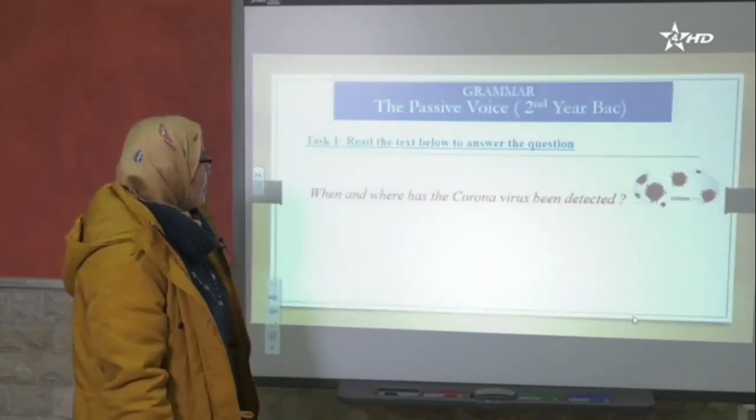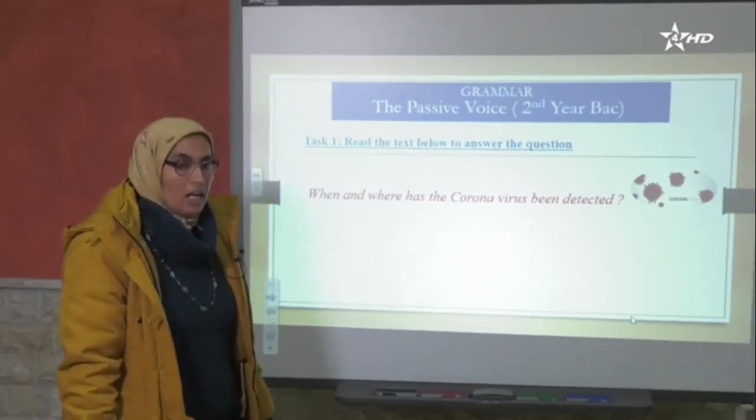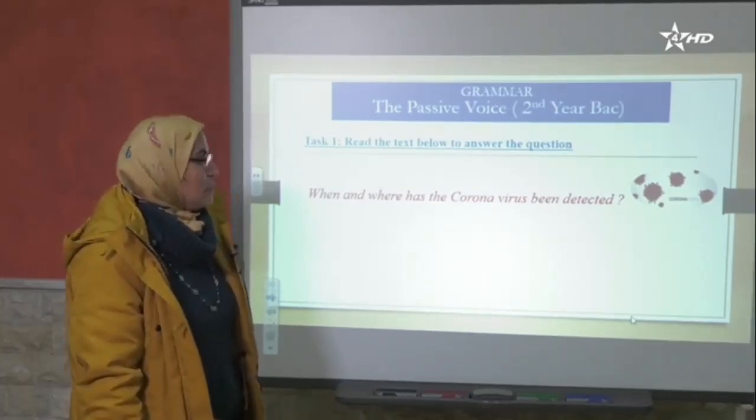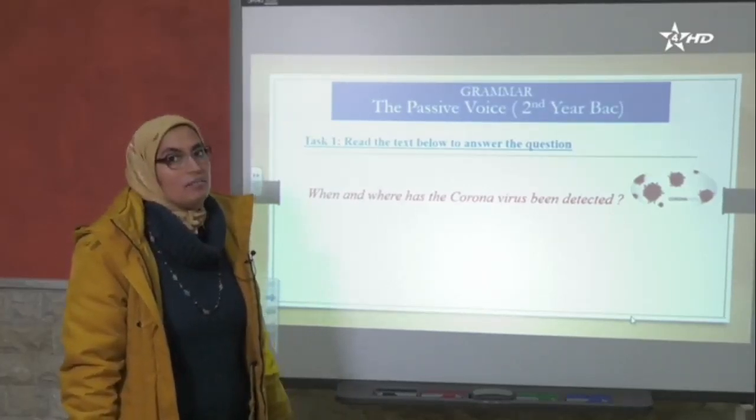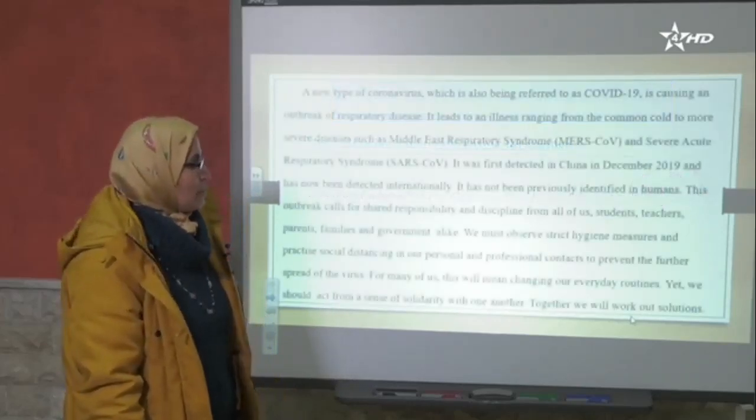Coronavirus. Read the text below to answer the question. When and where has the coronavirus been detected? Let's go to the text.